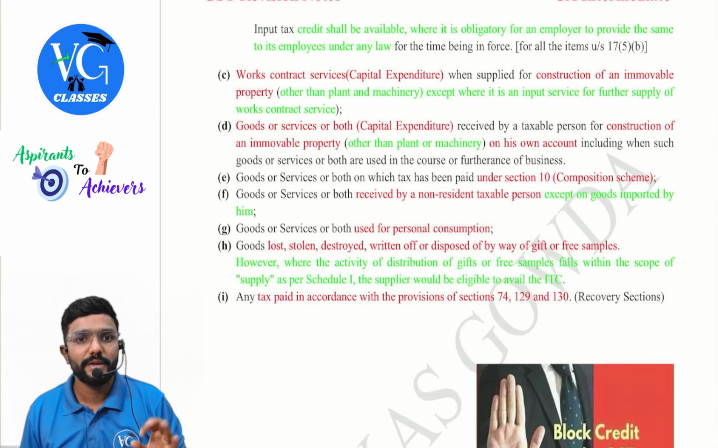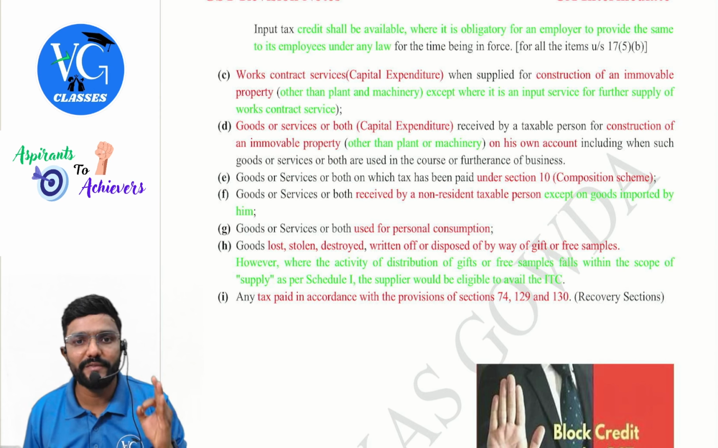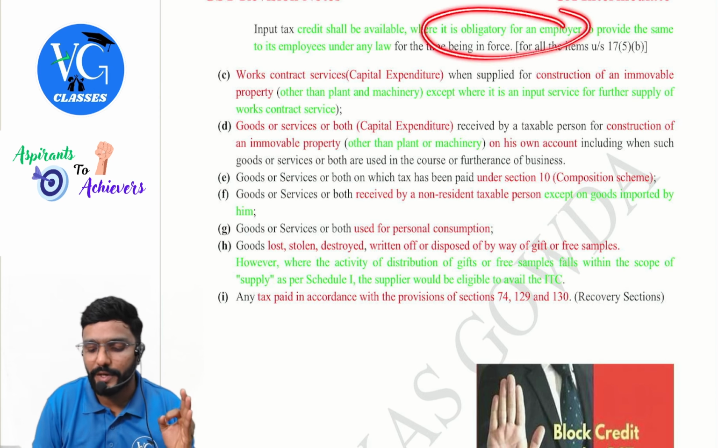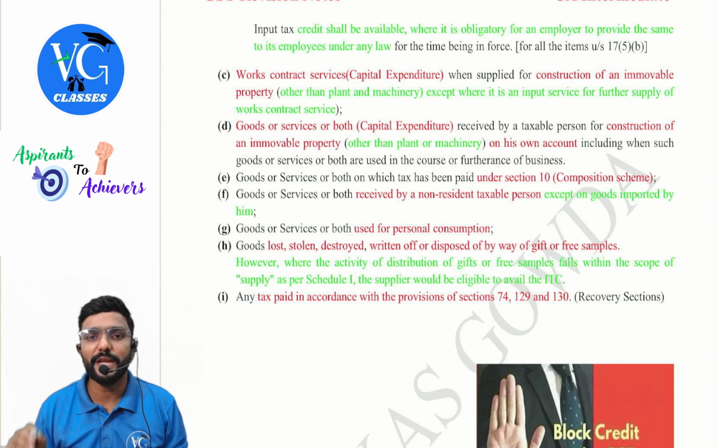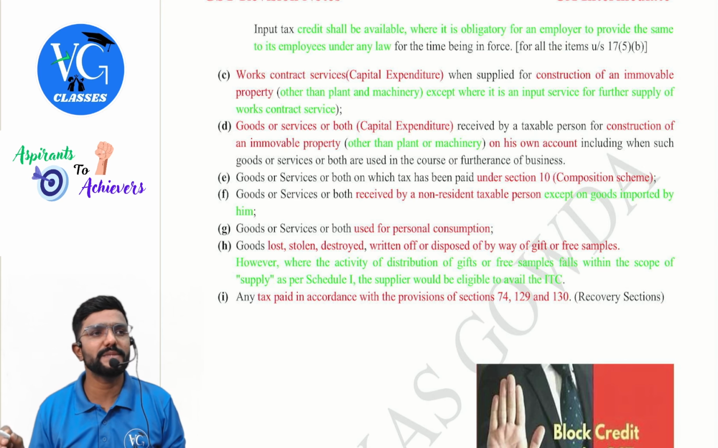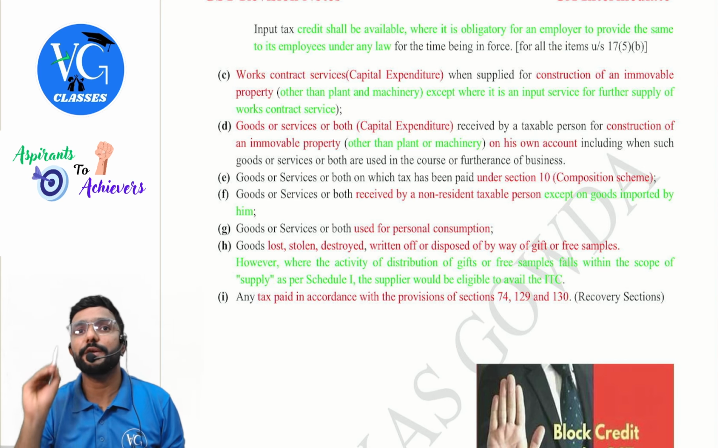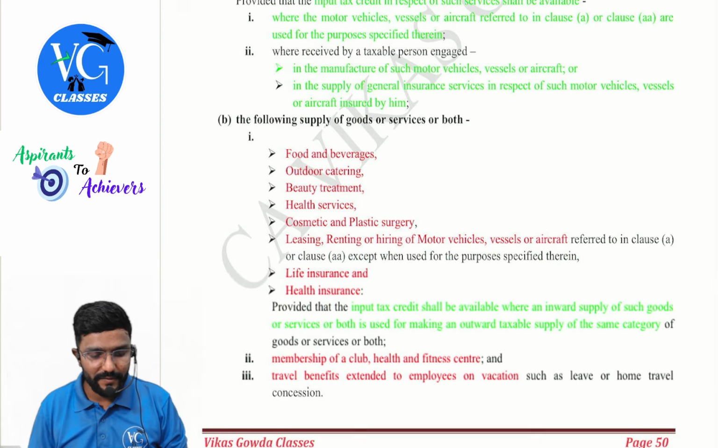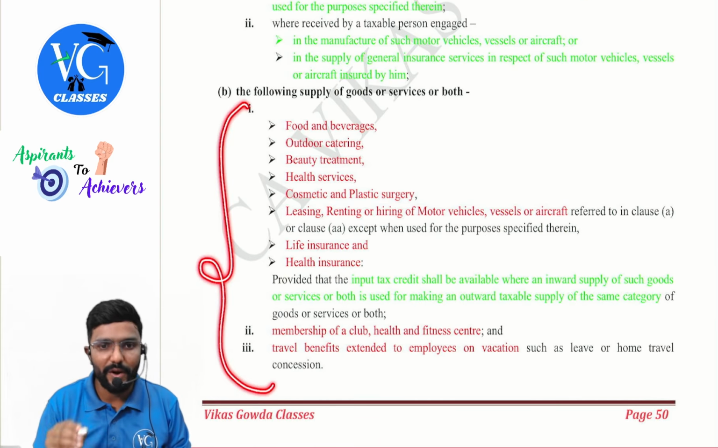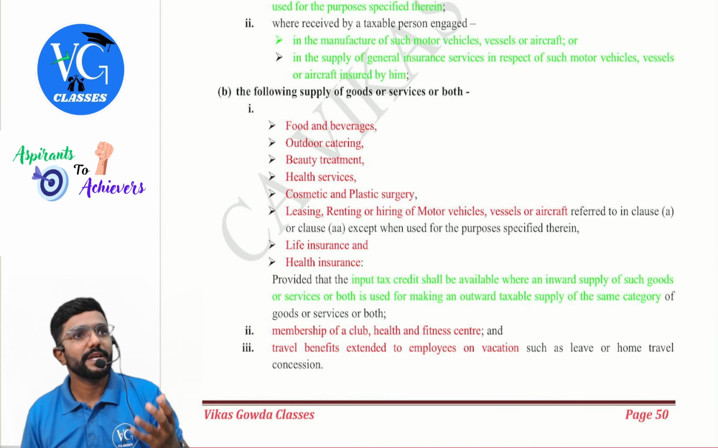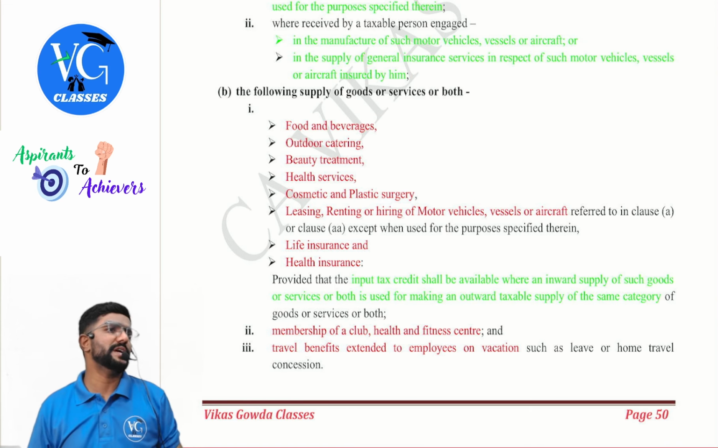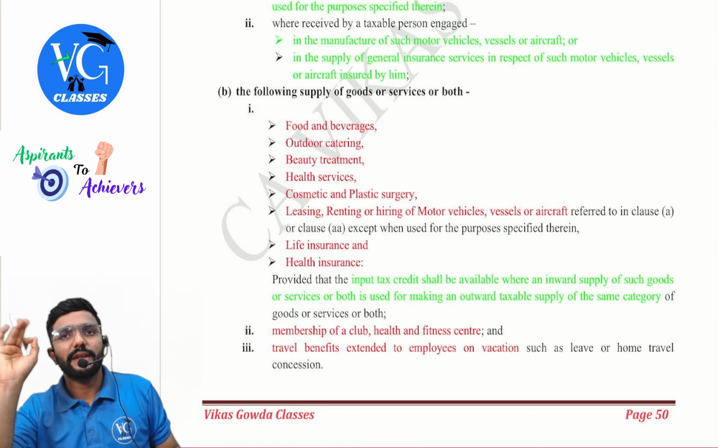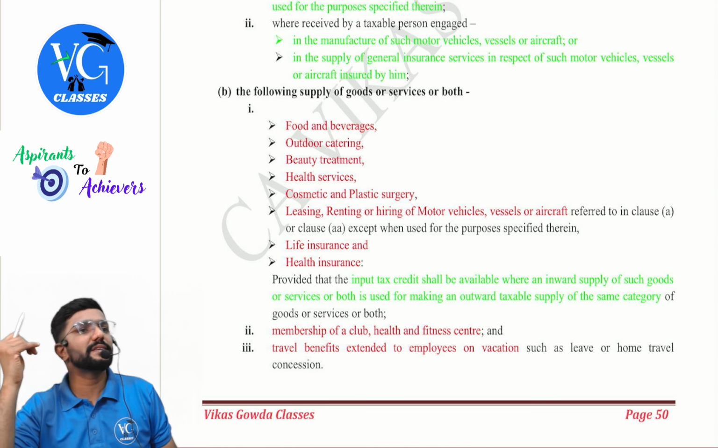Okay. Input tax credit shall be available where it is obligatory for the employer to provide the same to its employees under any law for the time being in force, for all the items under section 17(5)(b). Whatever is covered here, guys, all three, 1, 2, 3. If it is an obligation for the employer to provide this to the employee under any law, then can the employer claim the ITC of it? Yes.